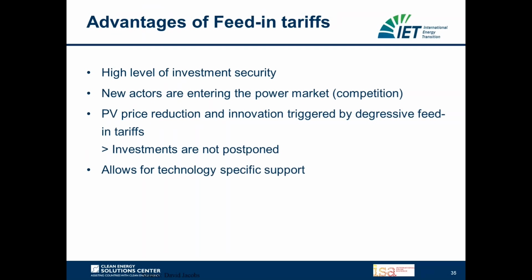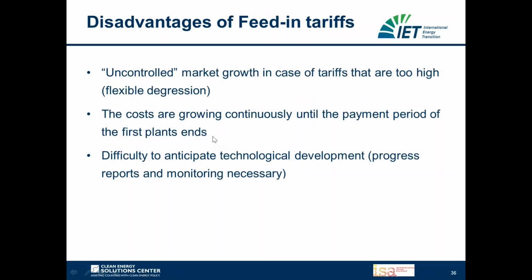The major advantages of feed-in tariffs, we discussed them already before. High level of investment security. New actors are actually able to enter the market because of this very high investment security. Also, smaller scale actors can enter the competition because of this, and community-based projects have a chance to enter the market. PV price reduction and innovation can be triggered by digressive feed-in tariffs, so you're already assuming technology learning, and it allows in a very simple way for technology differentiated support, which of course is also possible under auction design.